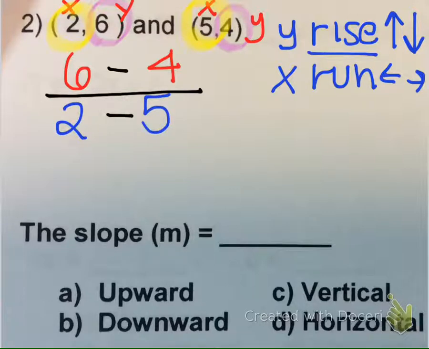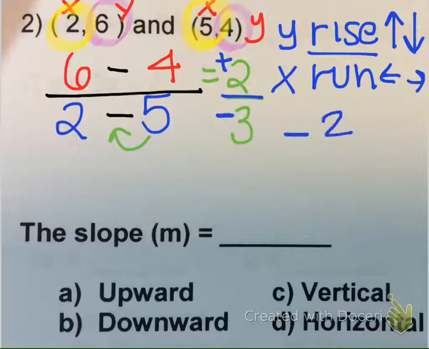And 6 minus 4 is 2. And 2 minus 5 is negative 3. So then we have a positive number divided by a negative number. And a positive divided by a negative is a negative. And then 2/3 is already simplified. So the slope is negative 2/3.